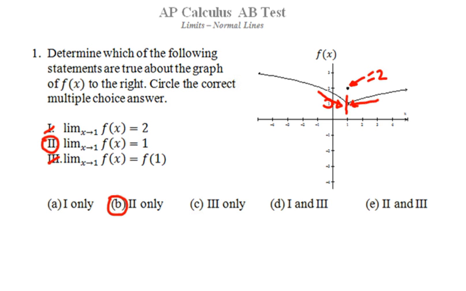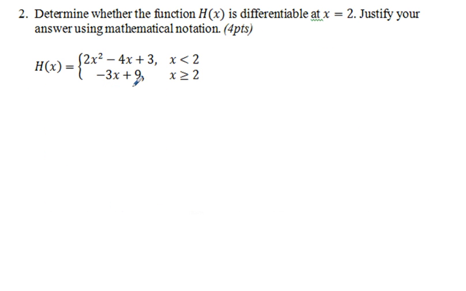Next, determine whether the function h of x is differentiable at x equals 2. Justify your answer using mathematical notation. And typically what we're looking for in mathematical notation is, first of all, to be differentiable, what do we need first before differentiability? Well, we need continuity. And for continuity, we need to have a limit at this critical value where x equals 2. And so we can set that up.